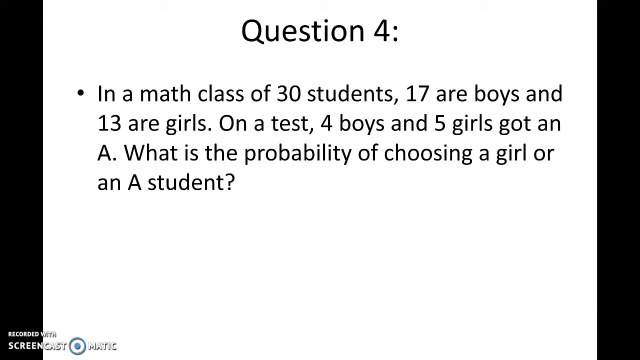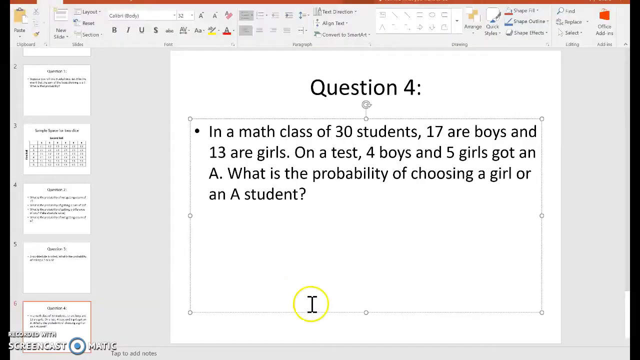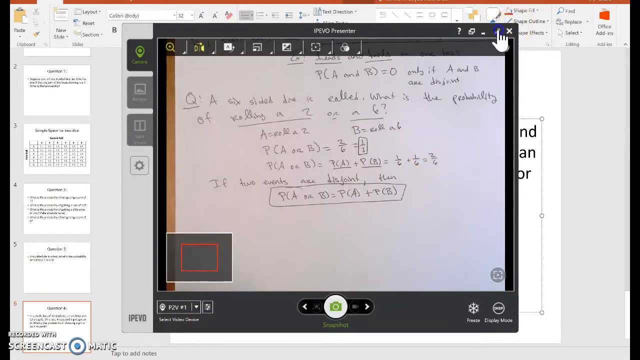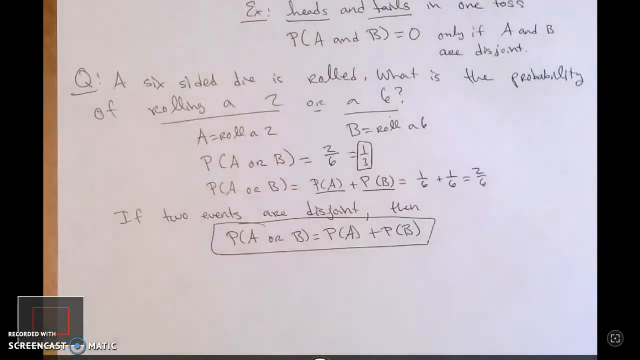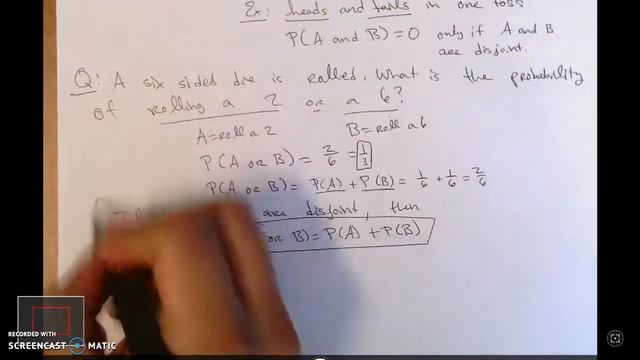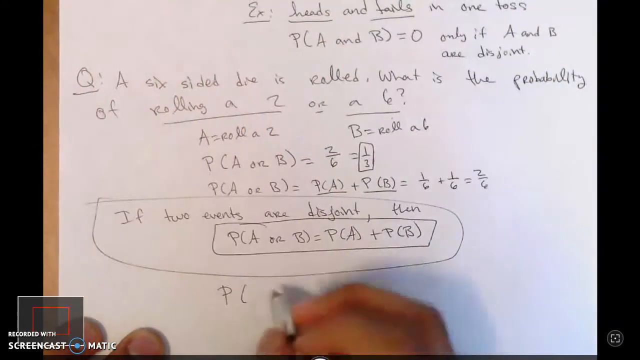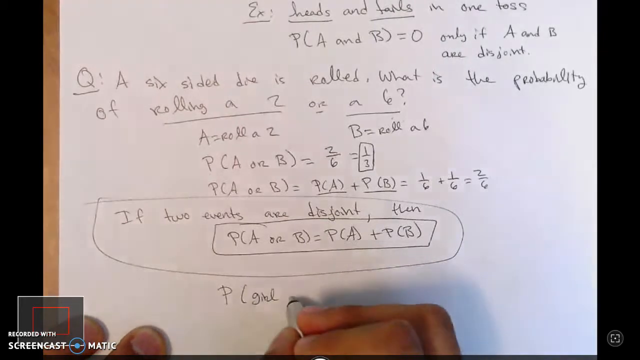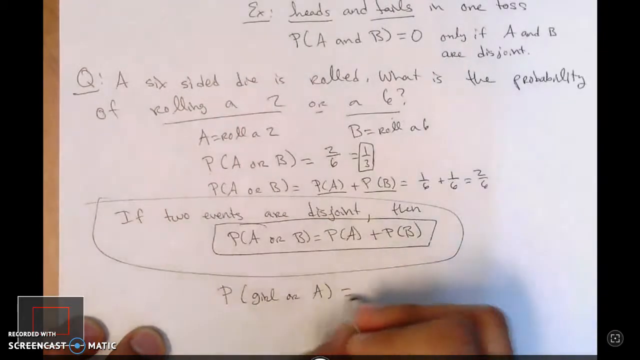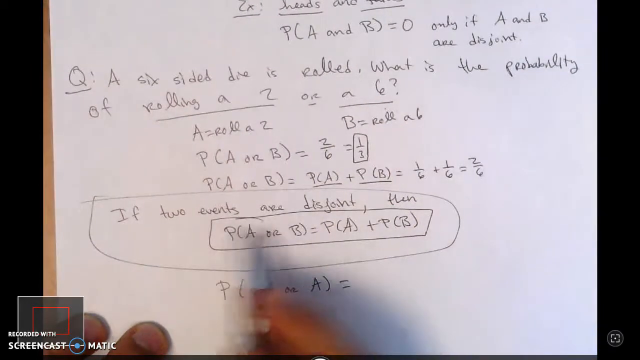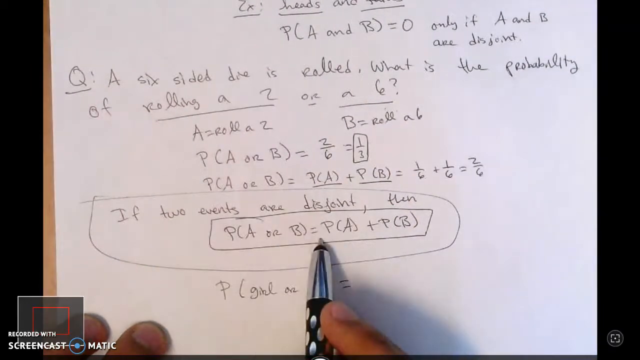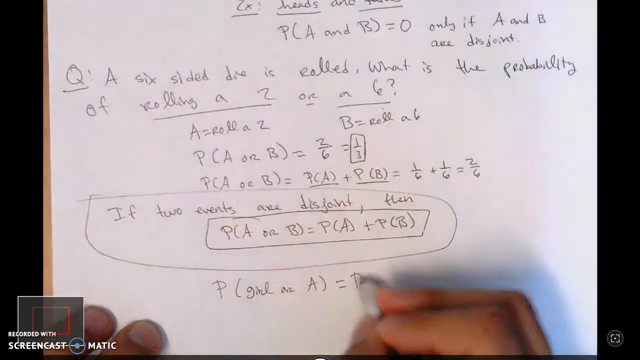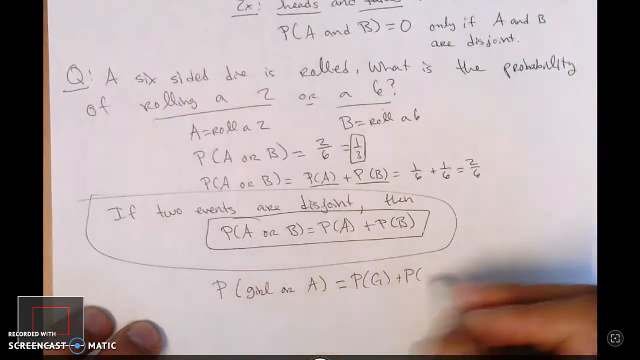Now, what a lot of students tend to do when they look at this problem is try to use this disjoint rule. They say, well, I'm looking for the probability of getting a girl or the probability of getting an A student. They try to use this formula, where all they do is add the probability of girls and the probability of A students.